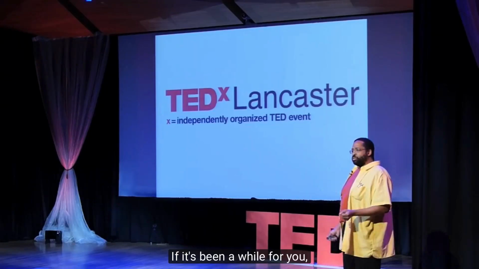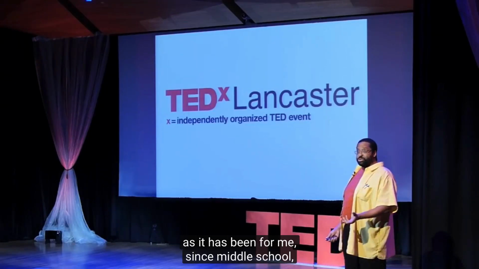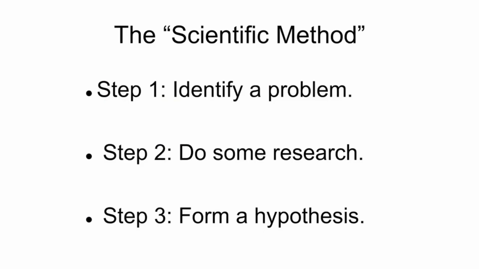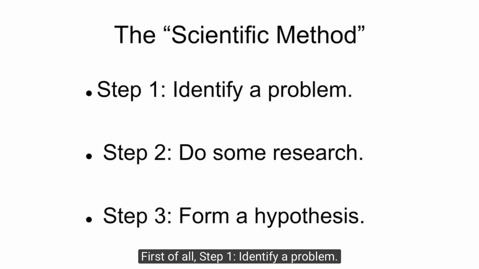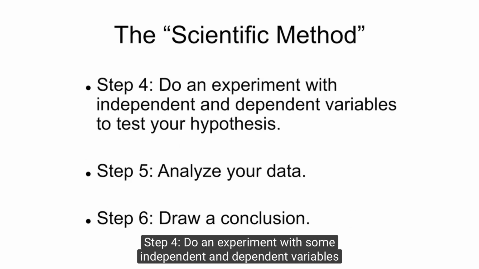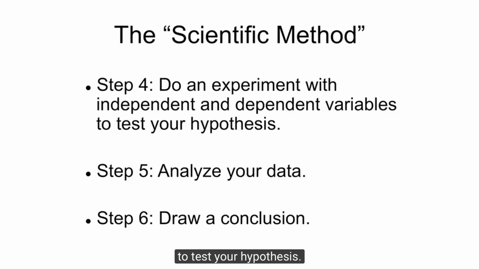If it's been a while for you, as it has been for me since middle school, let me run through it real quick for you. First of all, step 1, identify a problem. Step 2, do some research. Step 3, form a hypothesis. Step 4, do an experiment with some independent and dependent variables to test your hypothesis. Step 5, analyze data. Step 6, draw a conclusion.